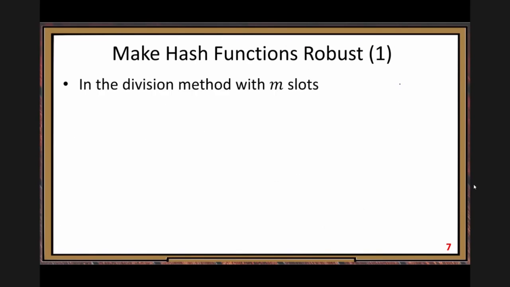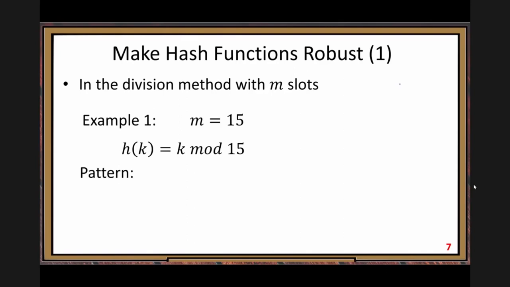Make hash function robust. We want to improve our hash function in the division method with m slots. Example 1: let us consider m equals 15. Suppose we have 15 slots to hold our data, a hash table with 15 slots. If we do the modular operation, that simple hash function like this, then it won't be good if the keys of your data have this pattern. I choose a simple pattern here. What's the pattern? k is a multiple of 3. So the keys of our data happen to be multiples of 3.